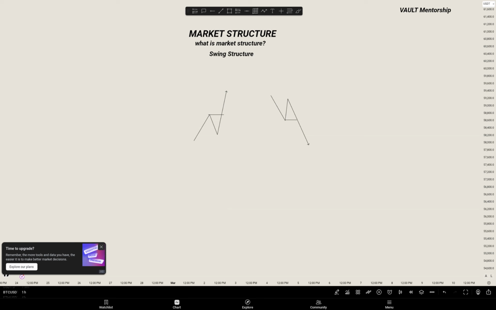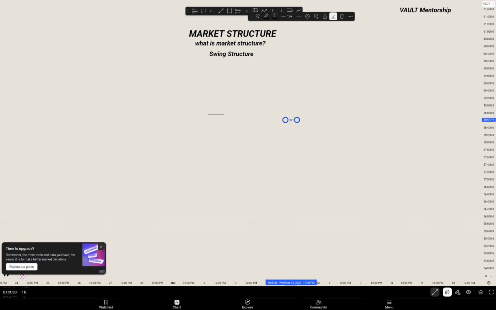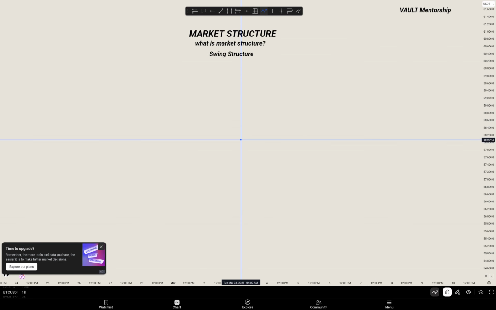So what I'll be teaching you guys about is actually the advanced market structure. In advanced market structure, we have different types of market structure, which are the swing structure, the substructure, and the minor structure. I'm going to be talking about the swing structure because that is one of the most important of them all.